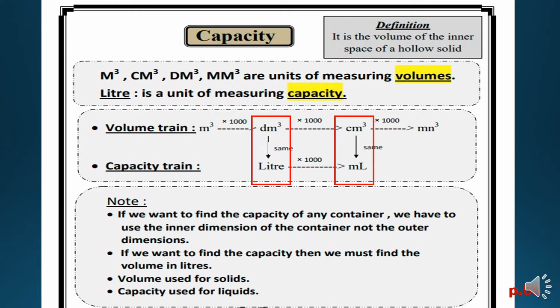If you want to find the capacity of any container, we have to use the inner dimensions of the container, not the outer dimensions. If you want to find the capacity, then we must find the volume in liters. I have to get the volume and then I have to change it into liter. Volume is used for solids and capacity is used for liquids.